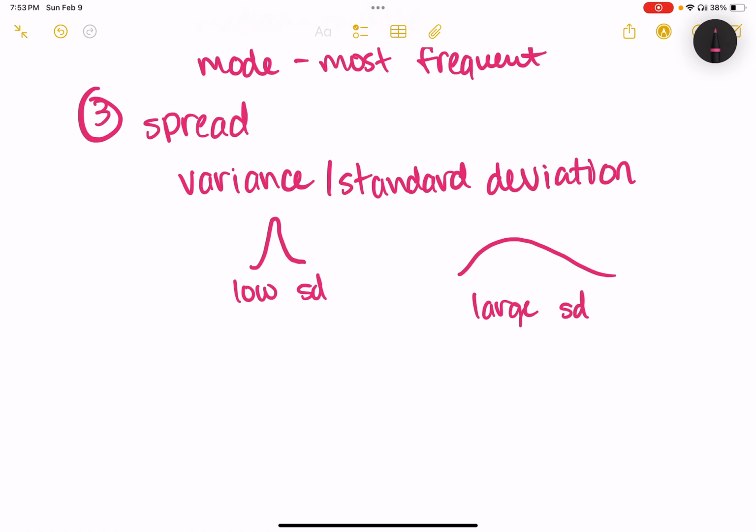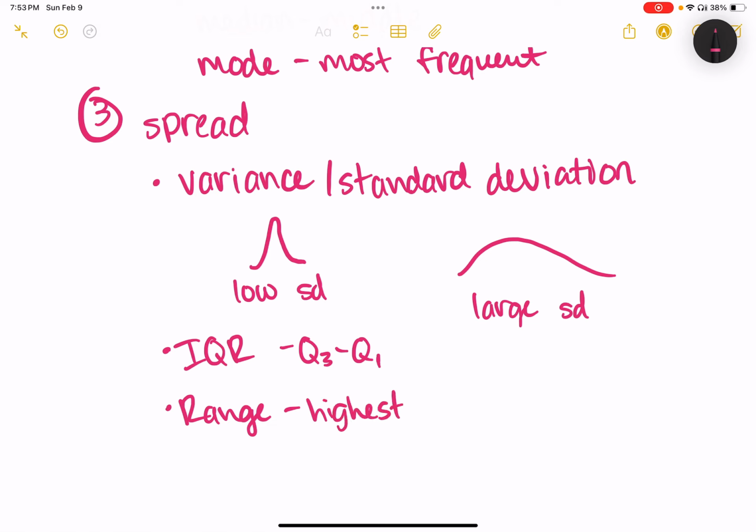Other things you want to look for in terms of the spread, if you're doing a box plot, which we're going to talk more about in the next video, so I'm not going to go in depth here, but I just did want to note it. You do want to look at the IQR, which is the interquartile range of your box plot, which is just Q3 minus Q1. And then lastly, you want to look at the range of your data, which is just the highest value minus the lowest value.